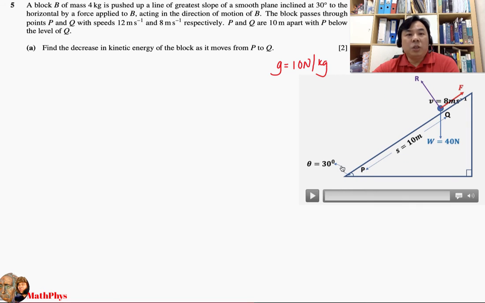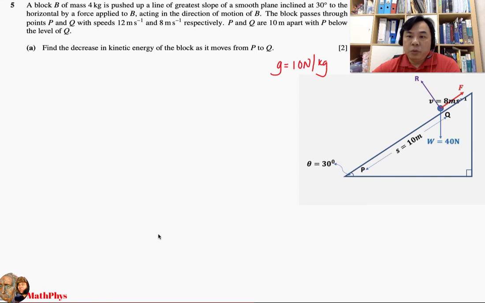So the initial speed was 12 meter per second, and as it moved to the position Q, the speed decreases to 8 meter per second. Now I hope that is clear. Let's look at how we solve the first question. Find the decrease in kinetic energy of the block as it moves from P to Q. The decrease in kinetic energy.